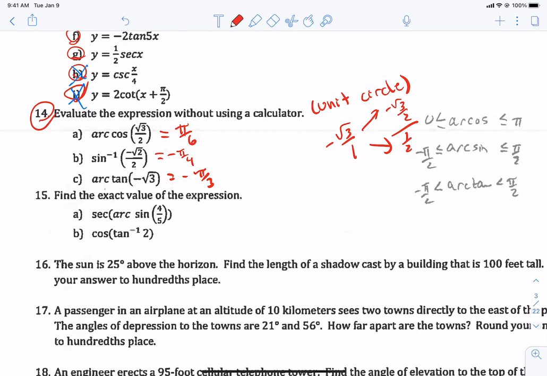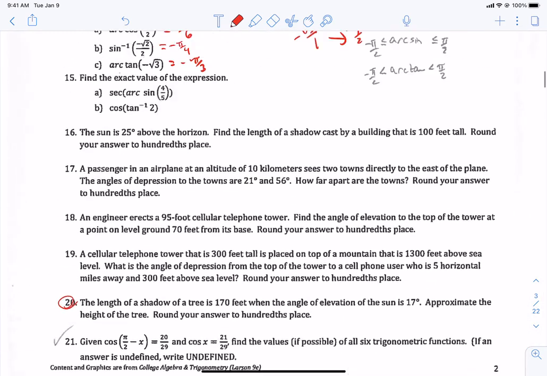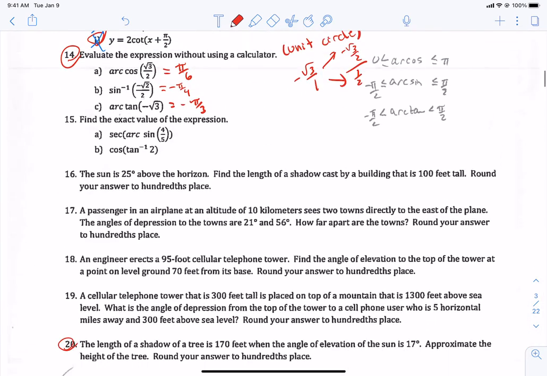Okay, so we are going to stop there. When we continue, we are going to continue with problem number 20. So expect that.